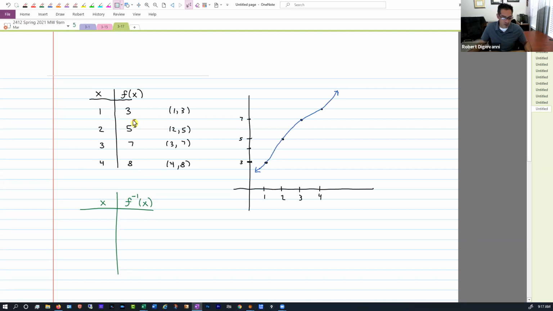So if I were to look at the outputs here and list them out, 3, 5, 7, 8. Maddie, where would 3 have to go? You mean 1?